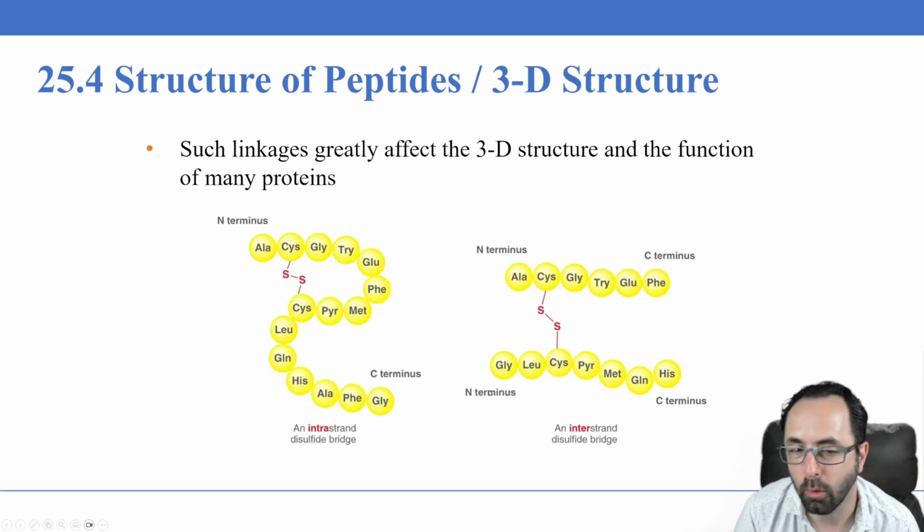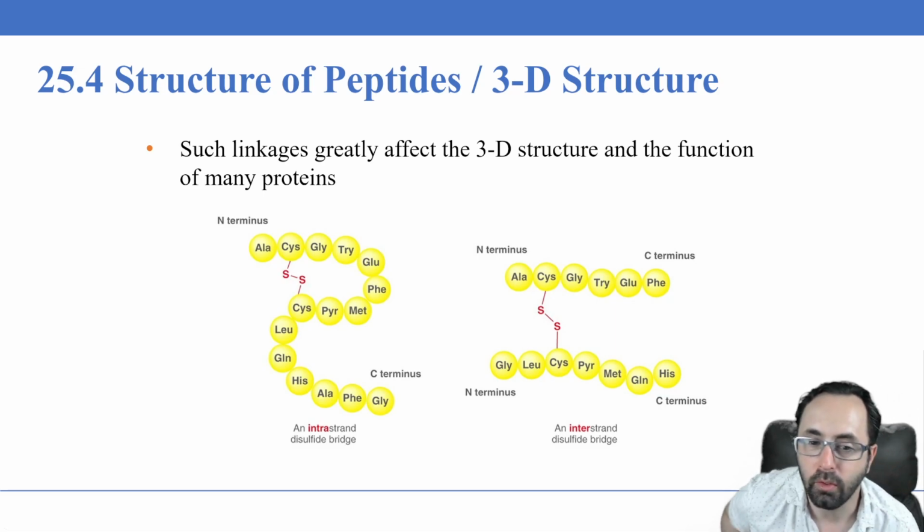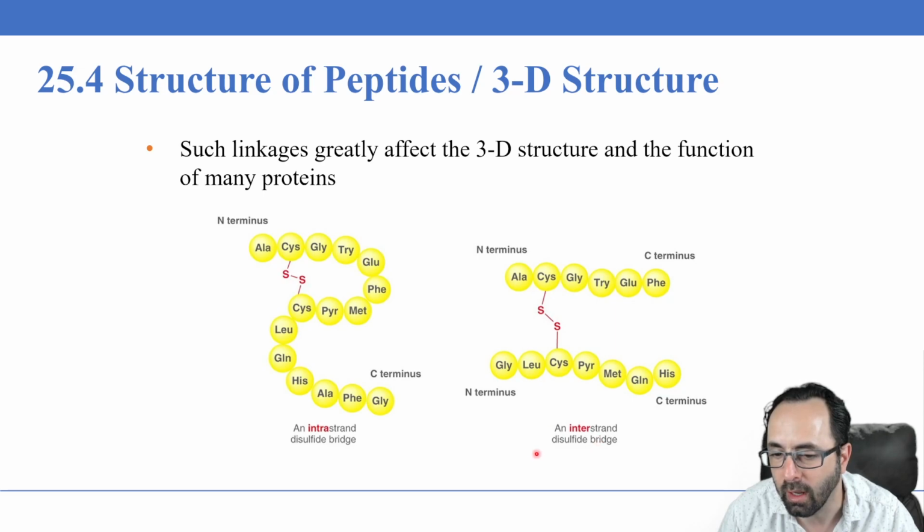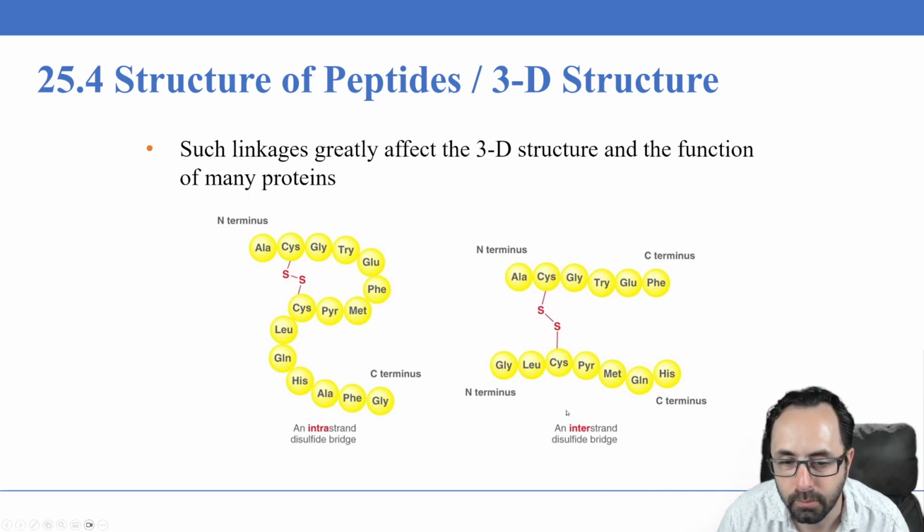So here's an example with a cartoon. If you have two cysteine residues that are far along from each other on the chain, but they react with one another and make a disulfide bridge, that will hold this polypeptide in a looped formation like this. It's an intrastrand disulfide bridge. You can also have interstrand disulfide bridges. So if you have two different polypeptides, they can link to one another by a disulfide bridge between two cysteine residues as well.